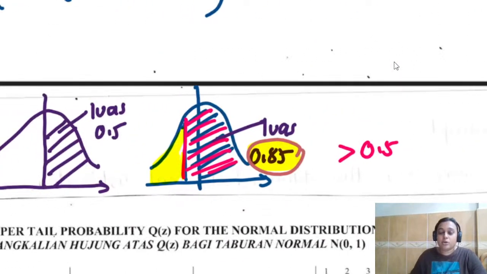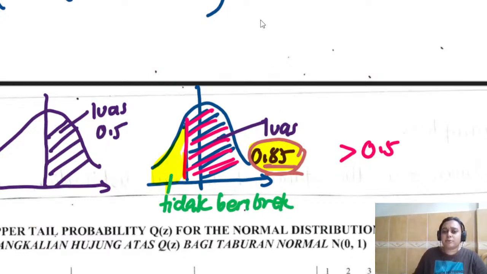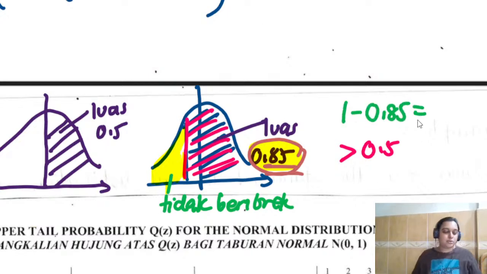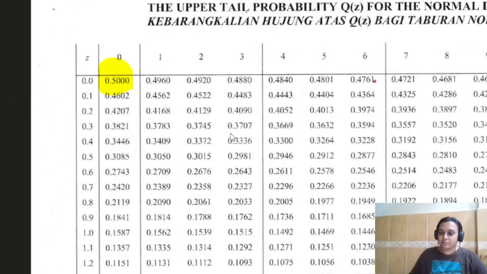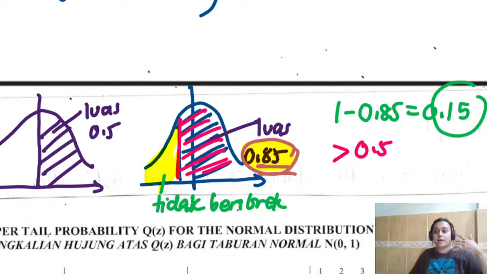So you memang tak boleh cari. Sebab tu if you get any number bigger than 0.5, straight away go to the not shaded. Pergi ke sebelah tidak berlorek. You must cari the tidak berlorek. How to cari the tidak berlorek, teacher? Ambil 1 tolak 0.85. We learned all that already. 1 minus 0.85, so kita dapat 0.15, right? 0.15 got in our graph. Ada, dalam jadual. Okay, I hope this part you understand first.